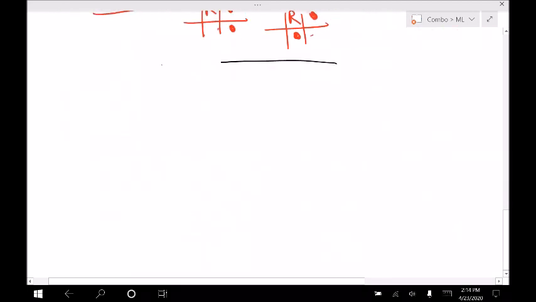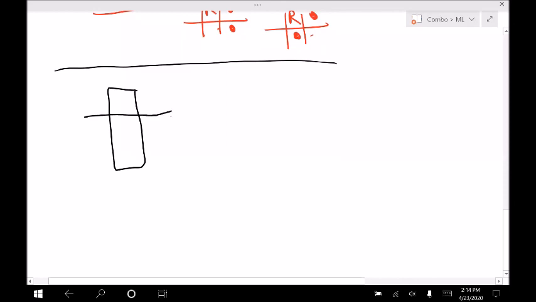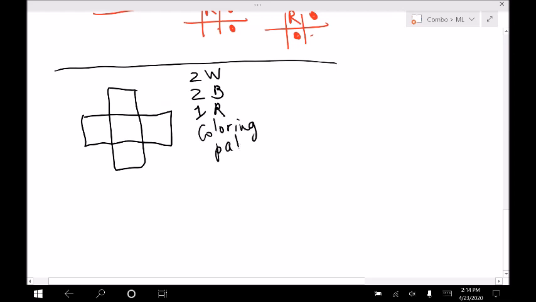Okay, so let's do the cross. So the cross here, 5 squares, and we are told you have 2 white, 2 black, and 1 red. So how many different coloring patterns can you make, up to rotation and reflections?